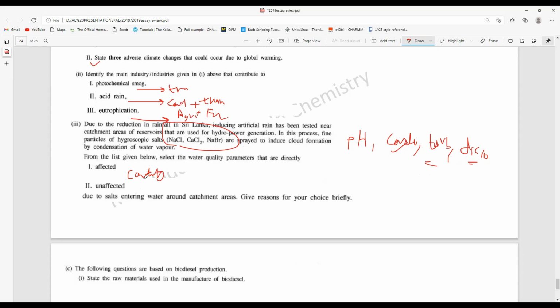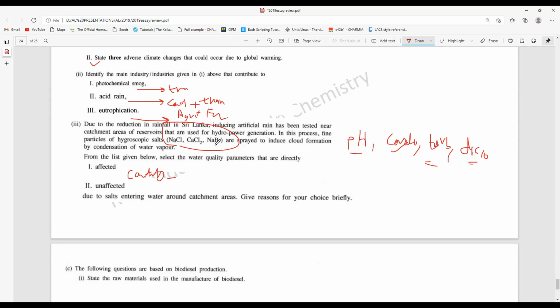So basically what is affected is the conductivity. Why is it affected? More ions, more conductive. pH is unaffected. What is the reason? Because these are neutral salts, so they will not hydrolyze. They will only get hydrated, so no pH effect.